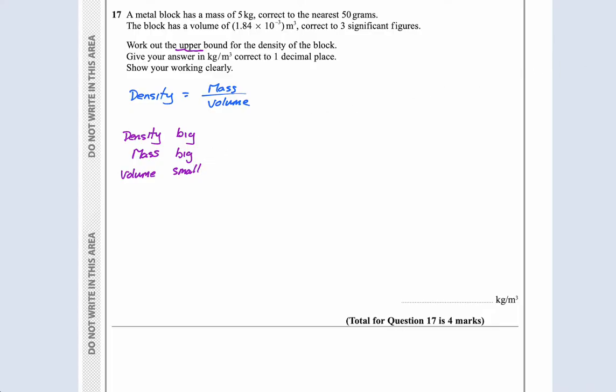So now I draw my number lines. This is for mass, and this is for volume.